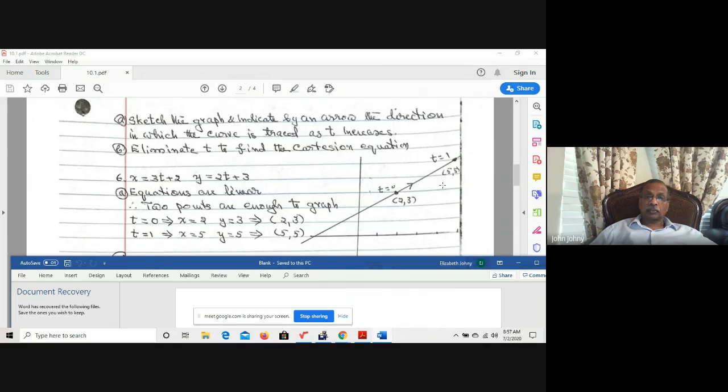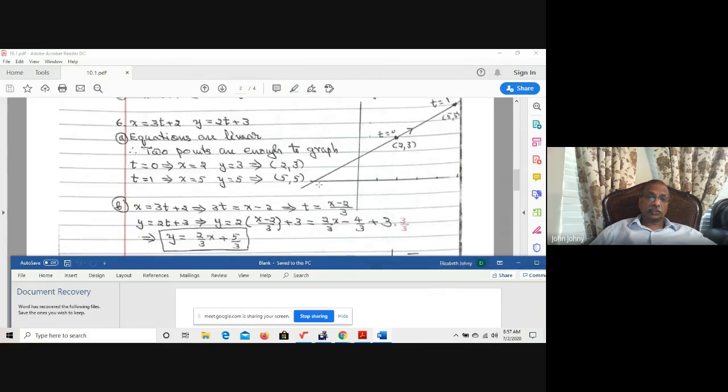So I want to join the points and draw a line. As t increases, t is 0 here, t is 1 here. So t is increasing from left to right in this case. So draw an arrow from left to right. That is the answer to the first part of the question.